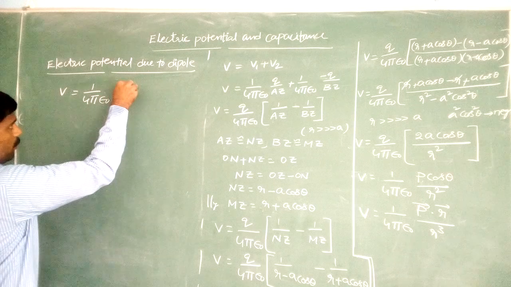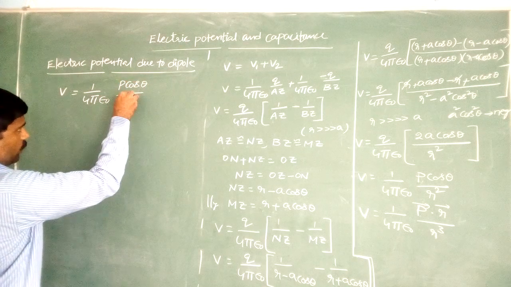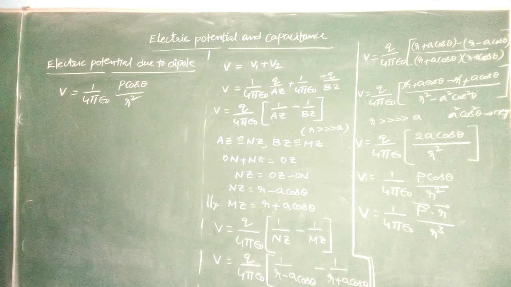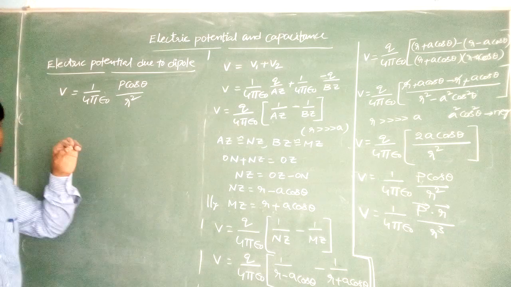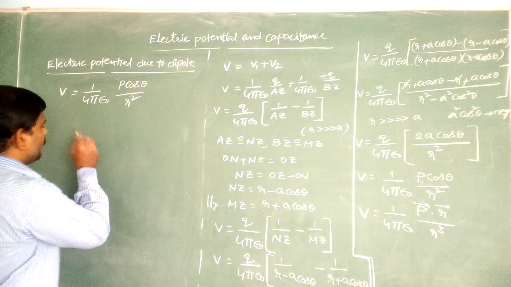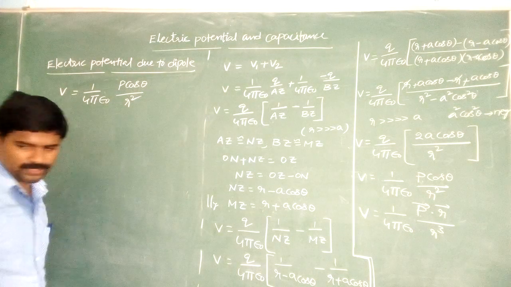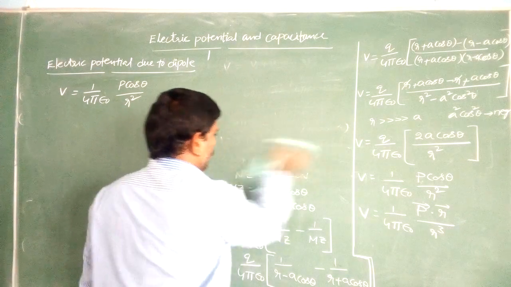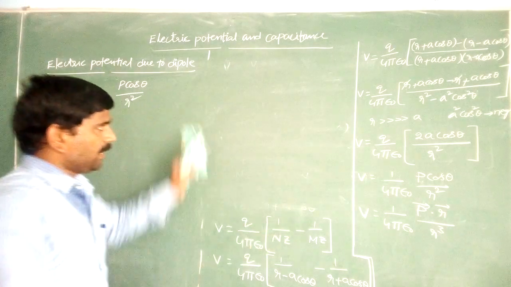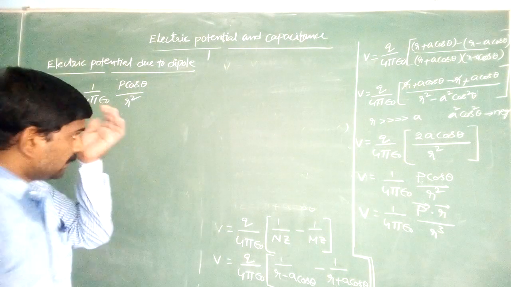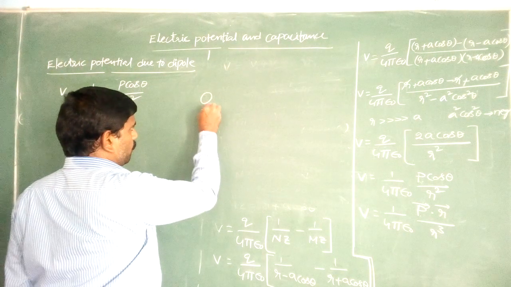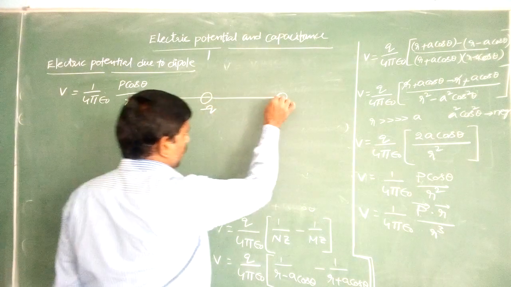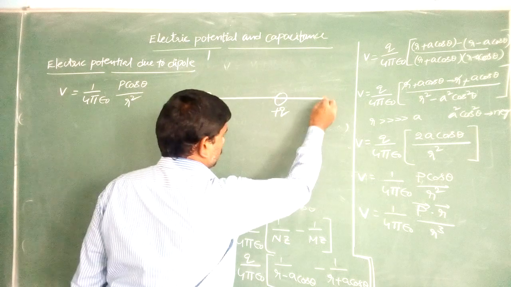epsilon naught into P cos theta by R squared. In case, what is the electric potential due to the dipole at a point on the axial line? First of all, what is the axial line? Axial line means the line which passes through both the charges of the electric dipole. This is the axial line.